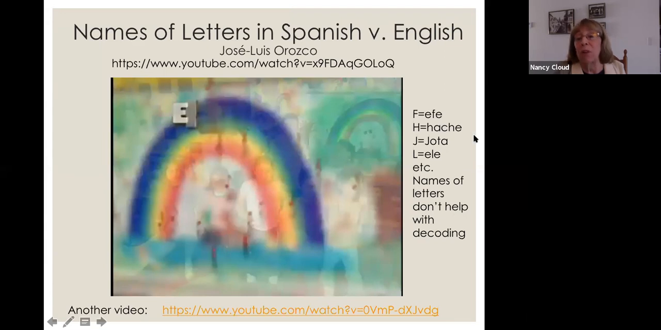They don't help with decoding, because if I'm going to say the letter name of H, I don't want a child to see that letter and say H and then try to pronounce a word like hijo. It's not going to help them, right? So sometimes we just want to teach symbol sound, not symbol letter name sound. Okay, now I'm getting very specific, but this is something to think about if you're an early grade teacher.